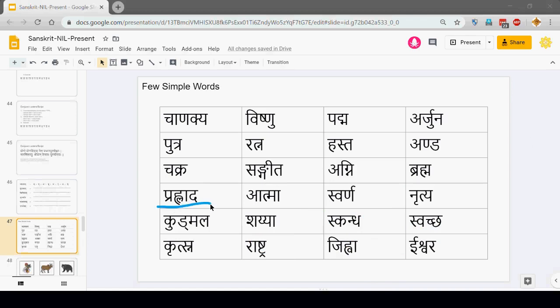Prahlada. So here again ha and la is under that. So ha is the consonant part, la is the full part with the vowel. So Prahlada. Prahlada is joy.